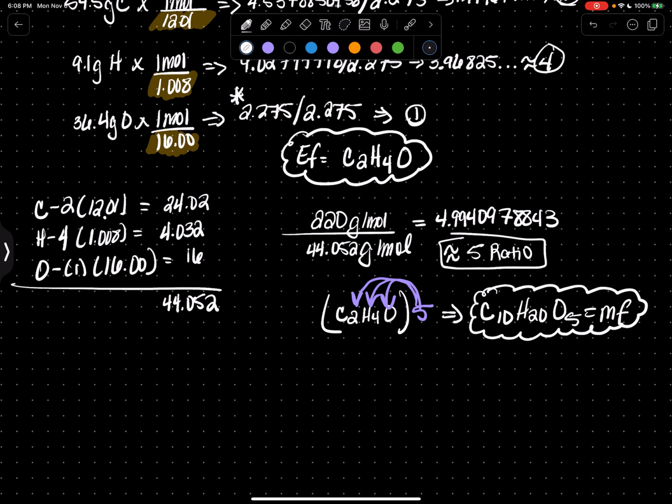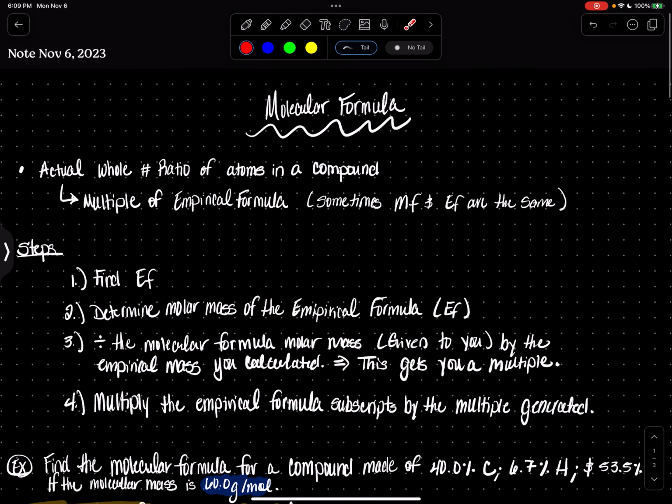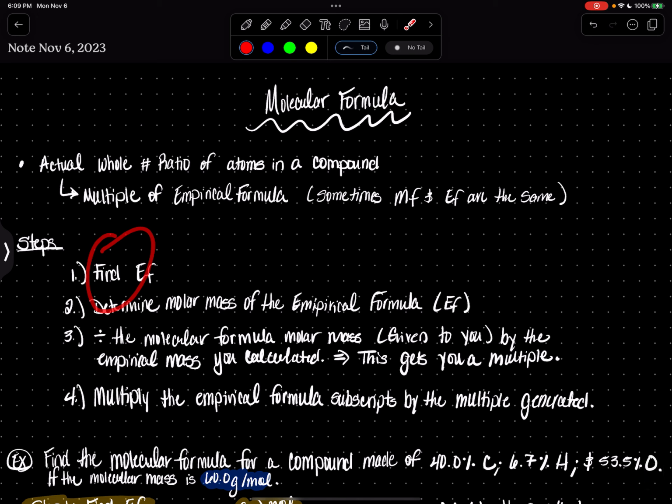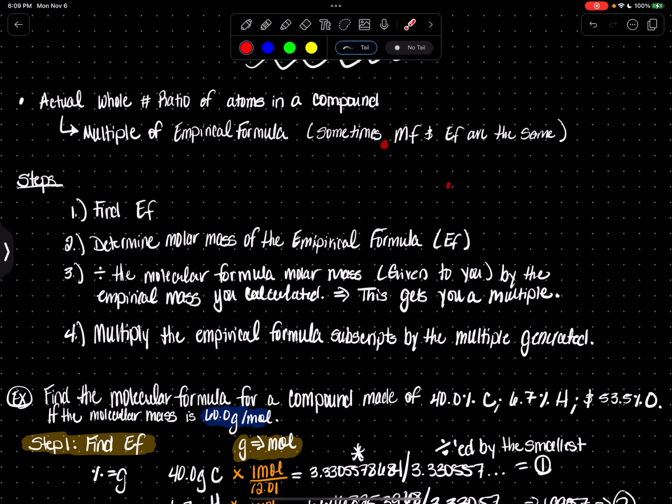Questions, comments, concerns, you can send me an email. I'm happy to help where I can, but to overview really quickly, these are just the same process as finding empirical formulas. You're just adding more details along the way. You're seeing your original whole number ratio of atoms in compounds. Remember that the empirical formula is that representative model of the ratio of numbers. This is more precise.